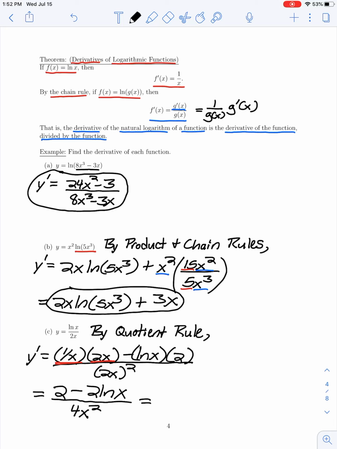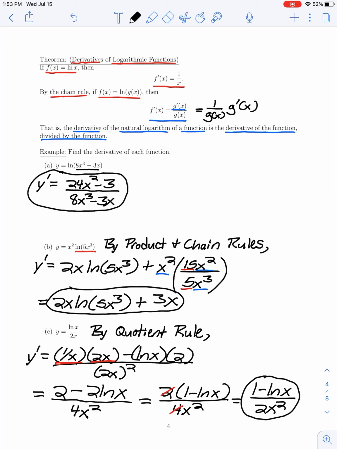Or if I want, I could factor out a 2 from each term in the numerator, and I'm left with 1 minus the natural log of x over 4x squared. And then I can simplify the 2 divided by 4 as 1/2. So this leaves me with 1 minus the natural log of x divided by 2 times x squared. So this would be my derivative in simplified form.